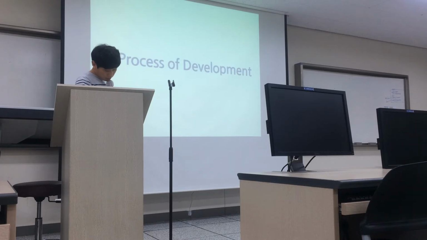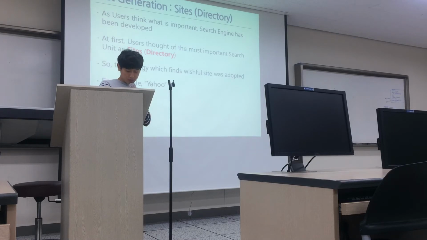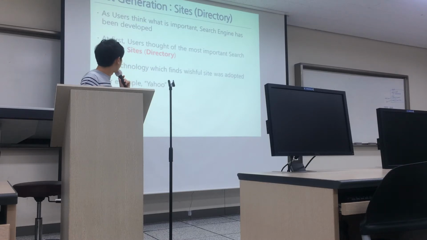Finally, I introduce the process of search engine development. As people thought about what is important, search engines have been developed. The process of development is divided into four generations. In the first generation, the search unit is sites. If people find good sites, they are satisfied, and making a well-sorted good site list became an important task.